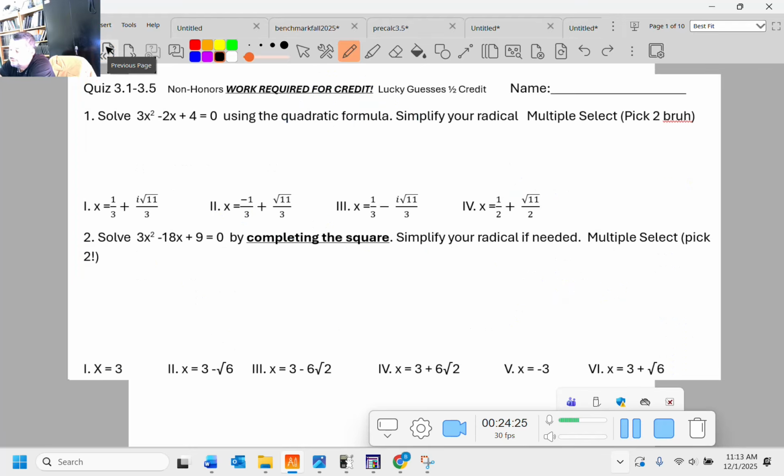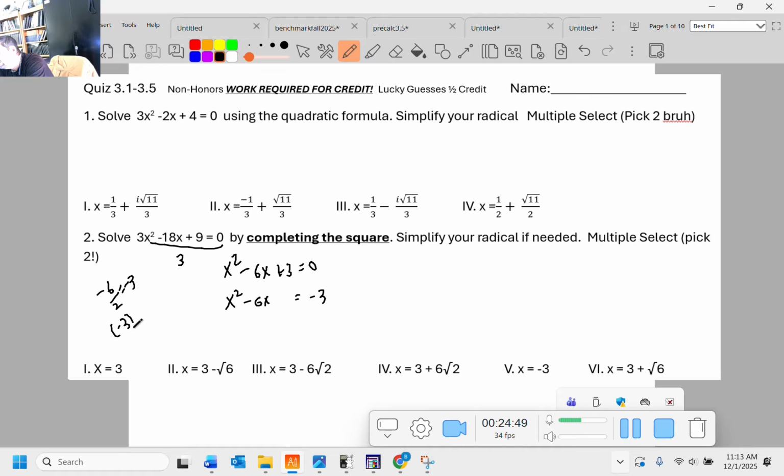Two to go. Solve this guy by completing the square, and you had your twin, so you had your instructions. First things first, let's divide everything by 3, and that was what most kids did not do. They did not divide everything by 3. Next step, let's move that 3 to the right-hand side. Now we're going to take half of B. We're going to square it. We're going to get 9. We're going to add that 9 to both sides. This is the part that completes the square.